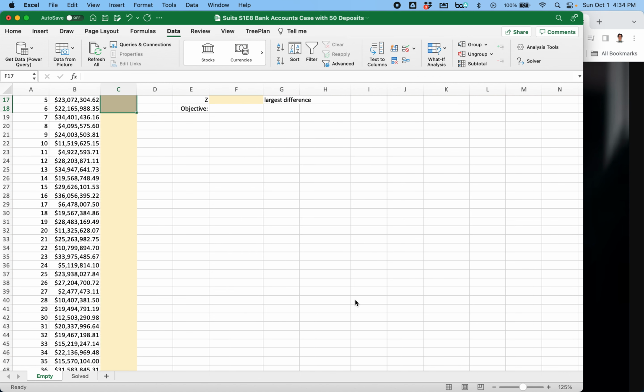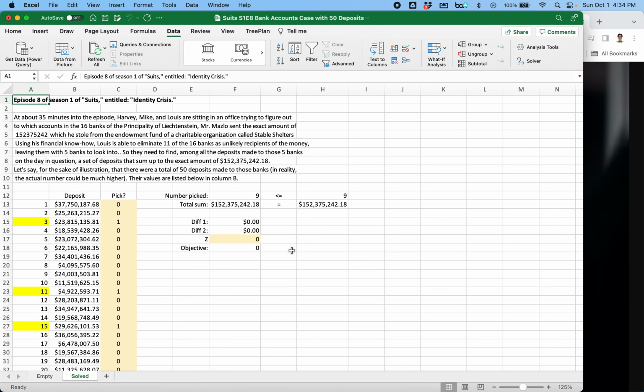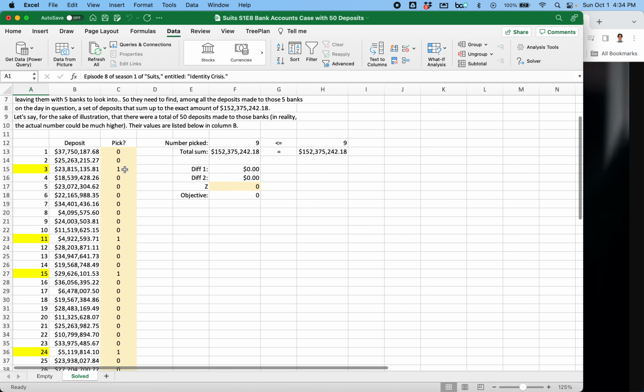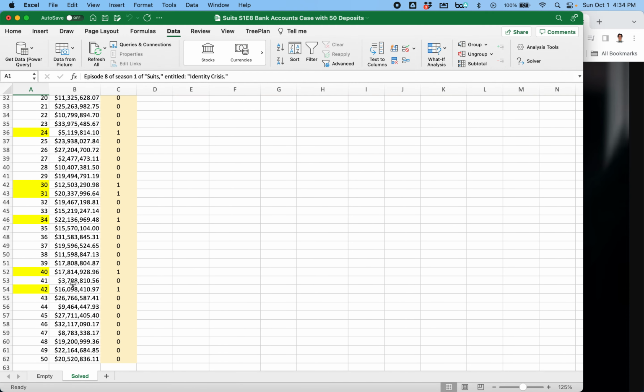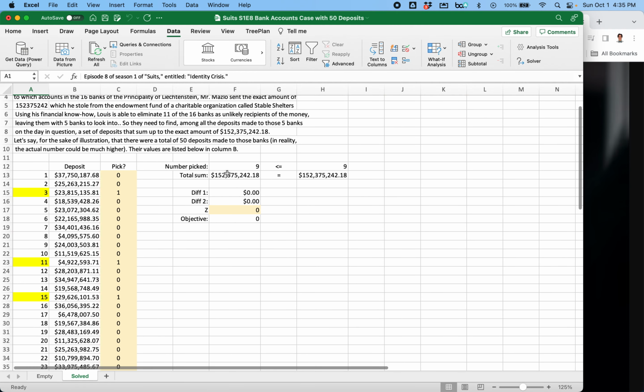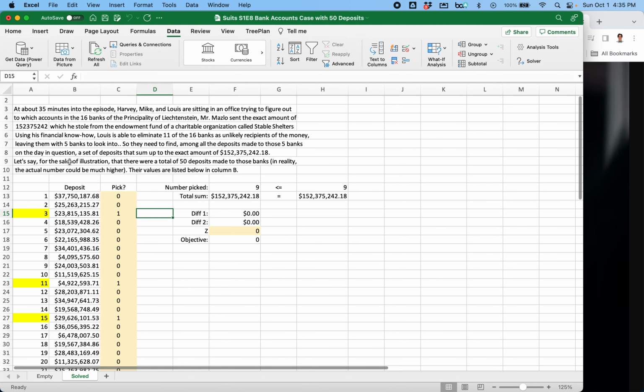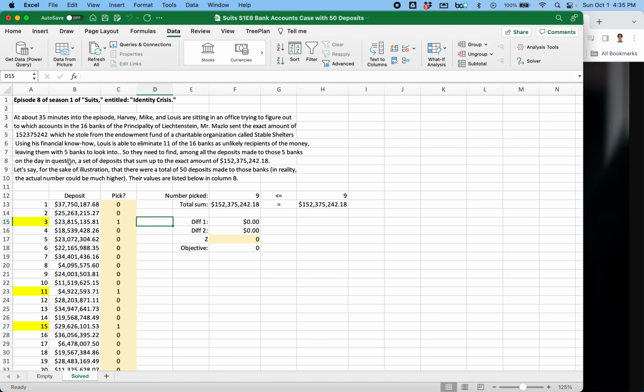But I'm going to just close. I showed you how to set the solver up, and I have a solved tab here. Notice that we did manage to get to 0. This is identical to that. We used 9 accounts, and here they are. So if you pick deposits 3, 11, 15, 24, 30, 31, 34, 40, 42, they do add up to exactly $152,375,242.18, and we have caught our thief. So this is how the folks in the Suits series could have managed to solve this problem.